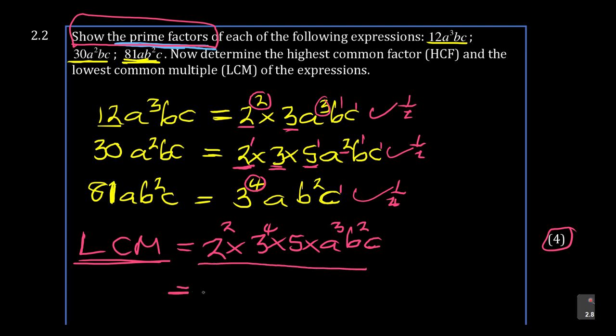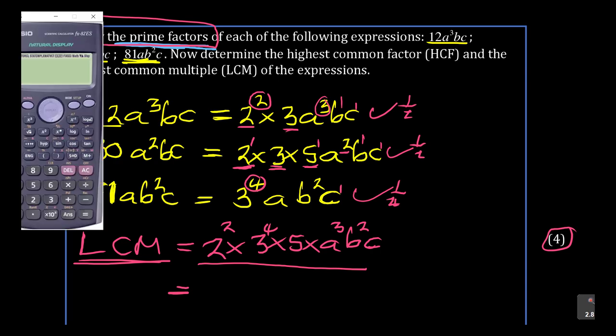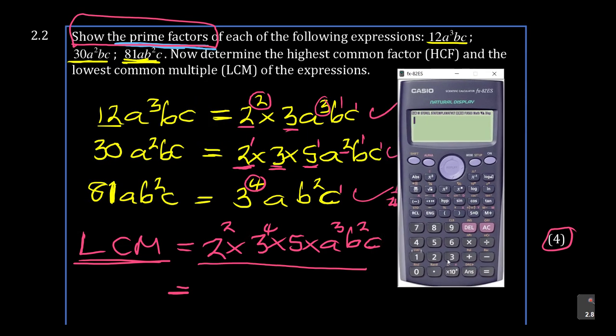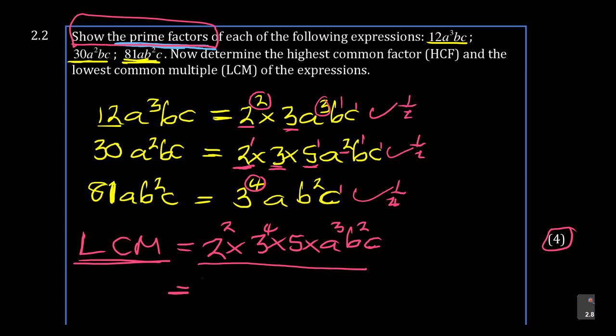You take a calculator. And then when you take a calculator, what you do is you punch these numbers. You say 2 squared times 3 to the power of 4. Are you seeing that? And then you're going to say times 5. You need to give us that answer there. Equal to, I get 1,620. So 1,620. And then you write now your A cubed, your B squared, and your C. Then that becomes your final answer.